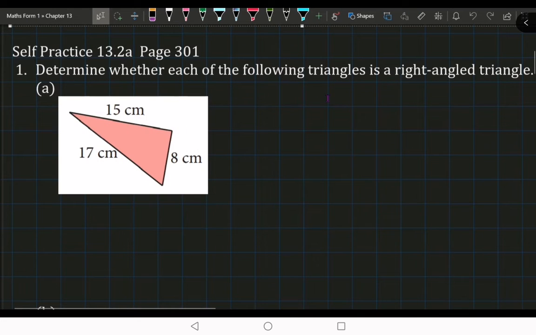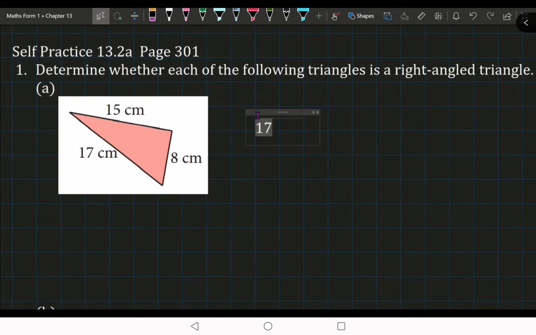Okay, we are going to use the converse of a particular Pythagorean triple theorem. Now we consider 15, 17, and 8. Which one is the largest or biggest number? 17. We consider 17 as the hypotenuse.